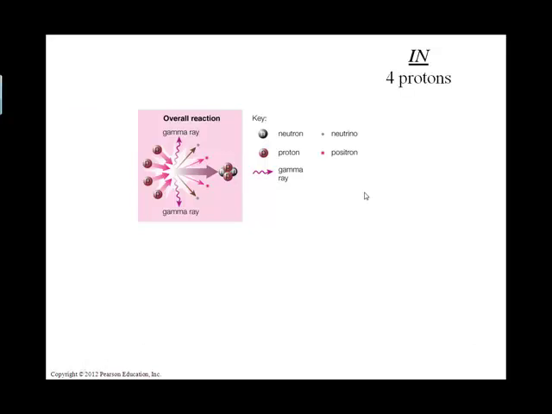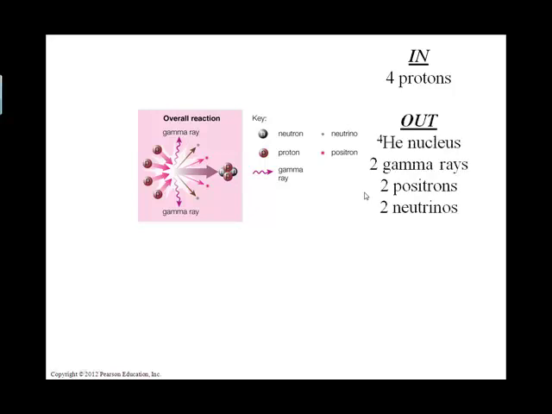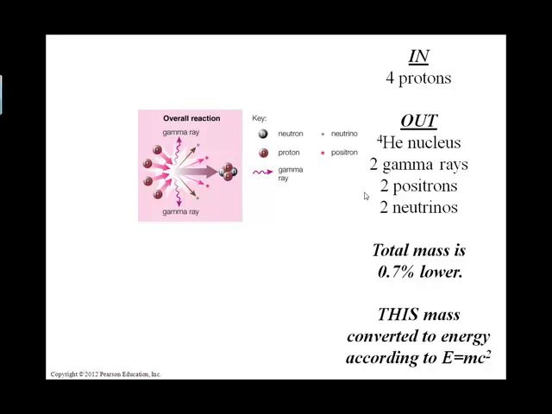Put another way, our ingredients are 4 protons. This happens in the cores of stars where we have high temperatures and high pressures. What do we get out? We get the nucleus of a helium atom, and 2 gamma rays, 2 positrons, and 2 neutrinos. And as I mentioned before, if you compare the mass of your 4 protons versus the mass of what you get out, you have lost 0.7% mass, which seems like quite a bit. That's the mass that's converted to energy.